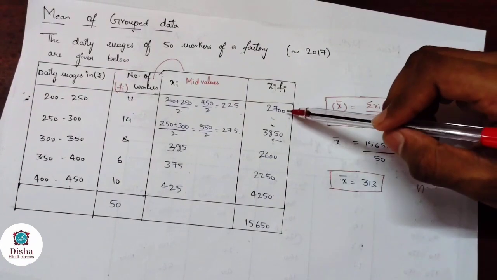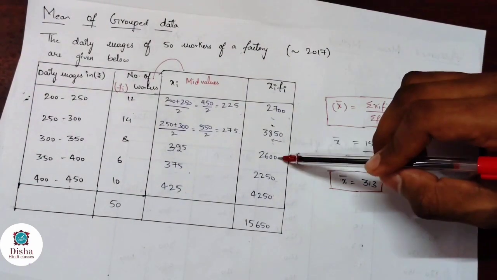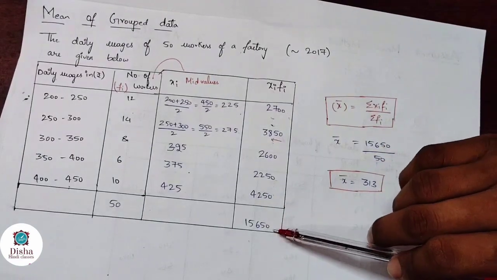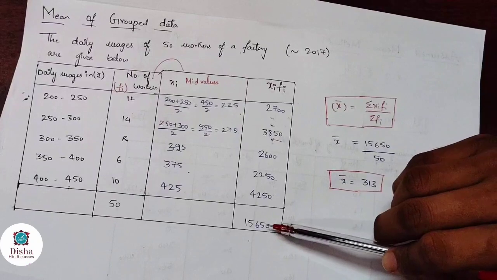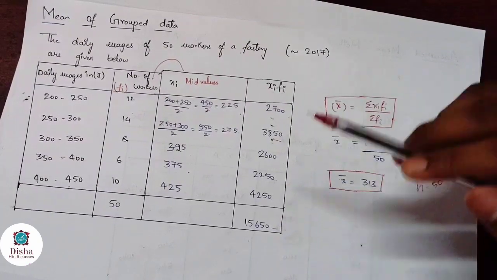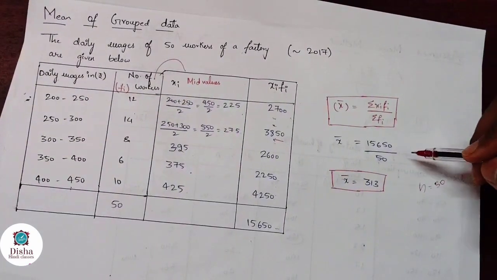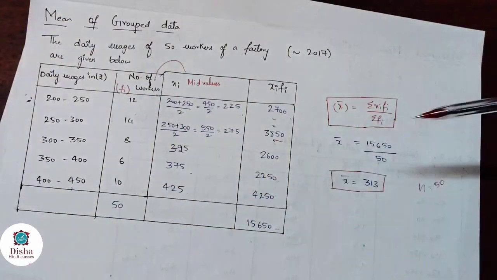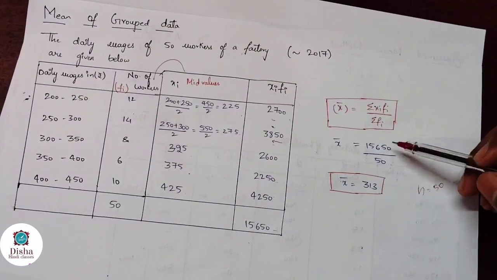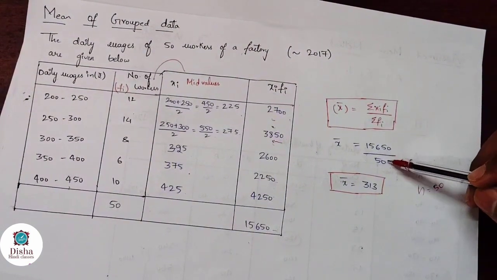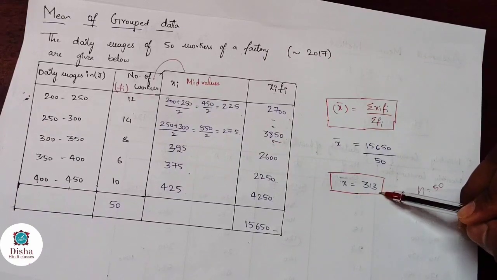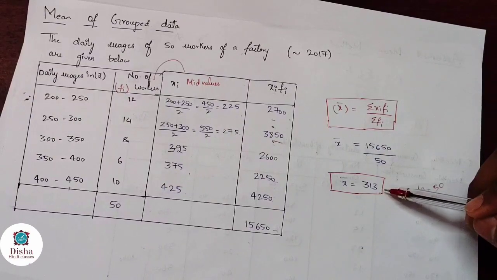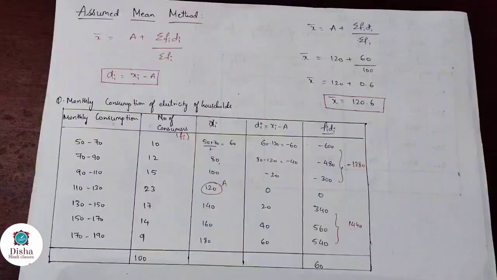Then we'll be adding all the xi fi, that is 2700, 3850, 2600, 2250 and 4250. Then we'll get the summation of xi fi, that will be equal to 15,650. So 15,650 divided by the sum of frequencies. The sum of frequencies is 50. So 15,650 divided by 50 would get us 313. So the mean daily wage of a worker is 313 rupees, right?